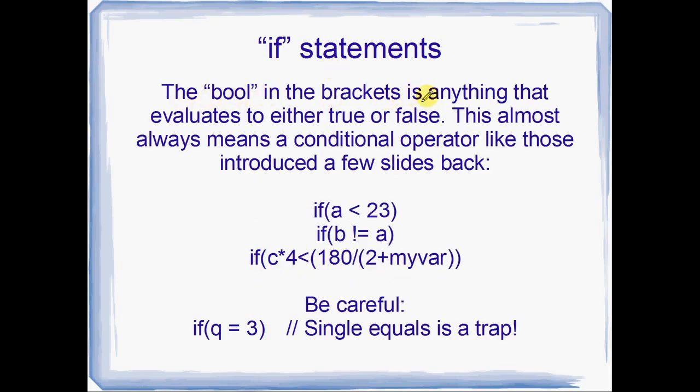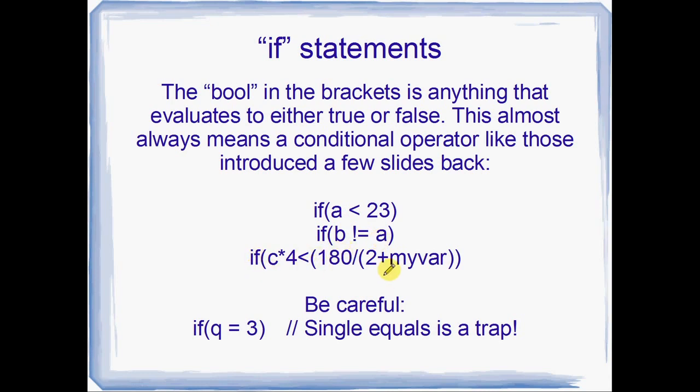So the bool in the brackets just back there was anything that evaluates to either true or false. This almost always means that you're using a conditional operator, one of the ones that we looked at just a minute ago. So we could say something like if A is less than 23, or if B does not equal A, so two variables just here. These are variables, these A's and B's just here. Probably should have said somewhere.